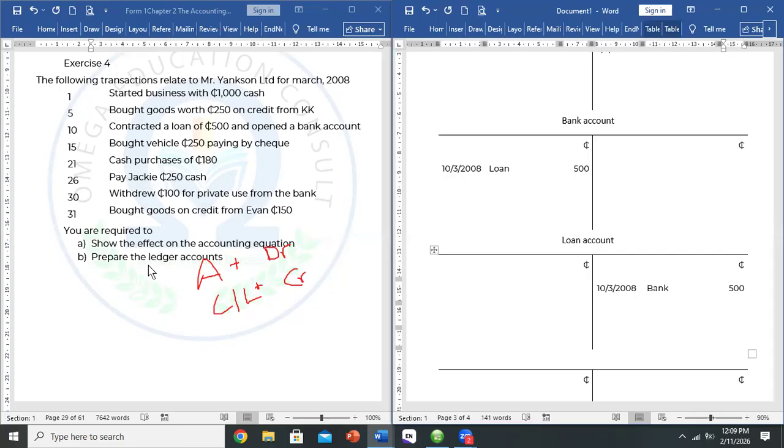We go to the 15th transaction, then Prof. Manuel Nati, you do that for me. 15th, bought vehicle, 250, paying by check. Bought vehicle. Okay, please, on the 15th, bought vehicle 250 to be paid by check.